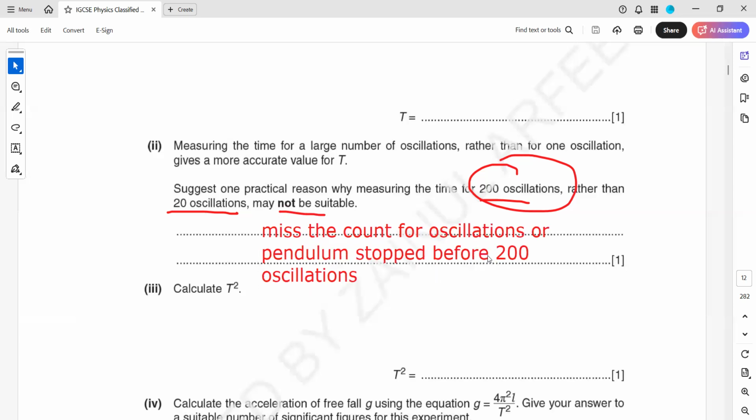If you say there is more chance of error, you have to specify the reason. What kind of error is there? Theoretically, 200 is more accurate than 20, because more oscillations means lower percentage uncertainty. But practically, it's not possible. It will take a lot of time, right? Not exactly; you are not counting 1, 2, 3, 4, a stopwatch is there.